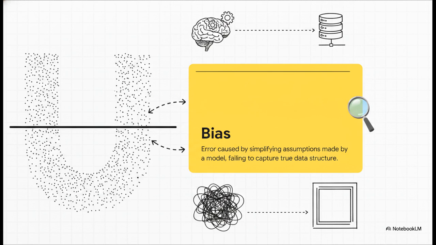First up, we have bias. In this context, bias is the error caused when our model makes overly simplifying assumptions. It basically fails to capture the true complex structure of the data. Imagine you're looking at a scatter plot of data that forms a very distinct U-shaped curve, but your model stubbornly tries to draw a perfectly straight line right through it. That straight line is just too simple. It has high bias. And as a result, it's going to perform terribly across all your data because it just fundamentally misunderstands the underlying shape of the problem.